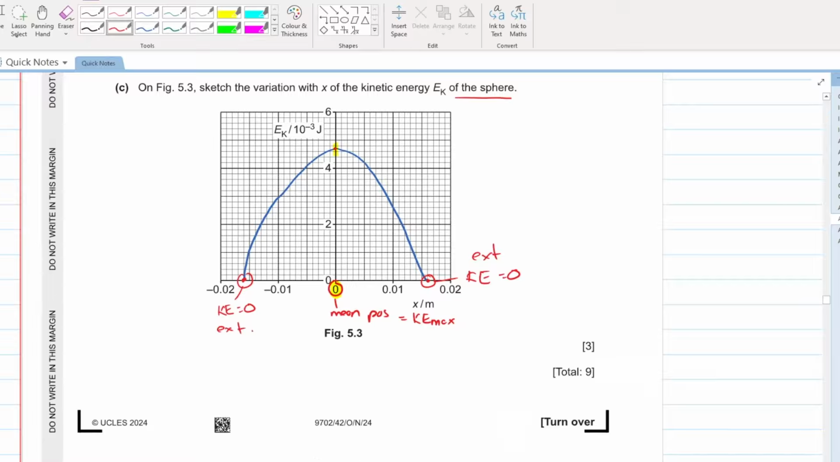State Coulomb's law. What does Coulomb's law state? Electric force is directly proportional to the product of charges and inversely proportional to the square of their separation. Perfect. Let's see next सवाल क्या है. Figure 6.1 shows an isolated hollow conducting sphere that is positively charged. Okay, so you have a positively charged sphere.